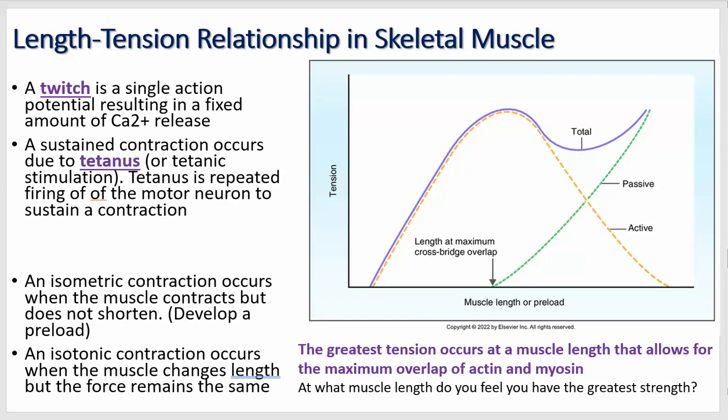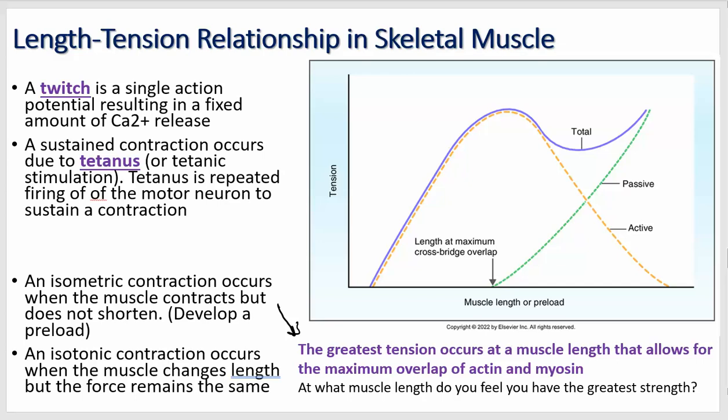These are just terms. The greatest tension. Okay, so this one, I like this point, the tension versus length, because we can relate that right back to our actin and our myosin. The greatest tension occurs in a muscle length that allows for the maximum overlap of the actin and myosin.